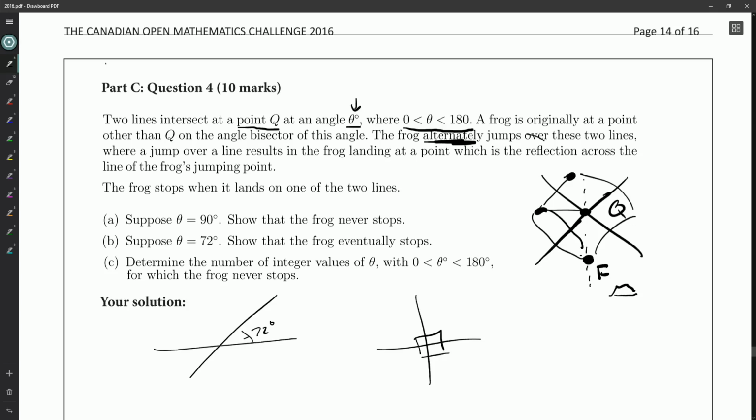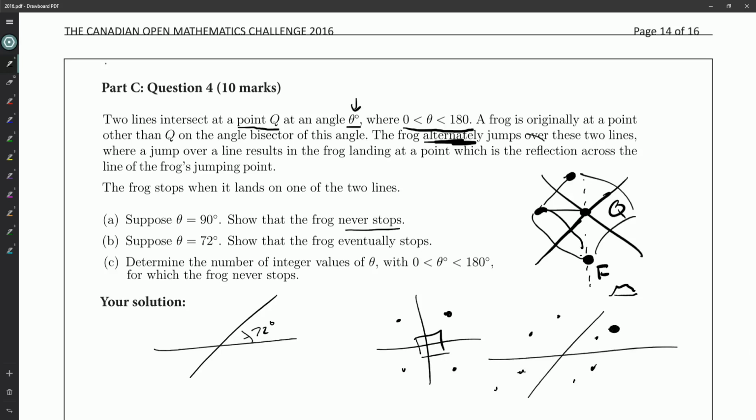I think if the frog never stops, then we should be able to find a cycle. Like you jump here, and you jump here, and you jump here, and you jump here, and maybe you jump back to the start this time. I suspect that'll happen for 90 degrees just because of the symmetry, but maybe there are other ways where you jump here, and then here, and then here, and you form a cycle, and then suddenly you get back to here. I feel like that is a never stops. That would be a good way to show something never stops. Some cyclicalness. To show that the frog eventually stops.